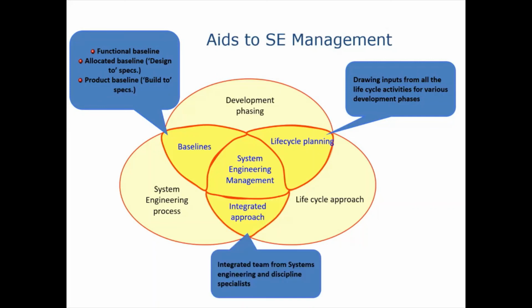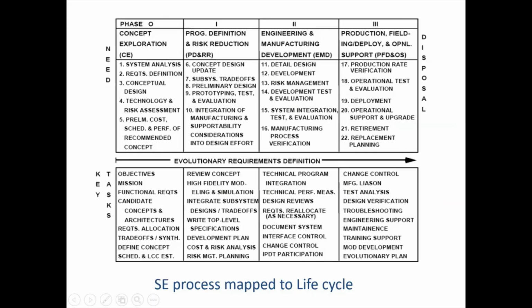And between the system engineering process and the life cycle approach, we have the integrated approach. Okay, so multiple disciplines and multiple areas can work together, integrated together, with an interface processing method. That is called the integrated approach. Okay, we can try to interface multiple ideas into a single system. Okay. So this is a very good example of a system engineering process mapped to life cycle.